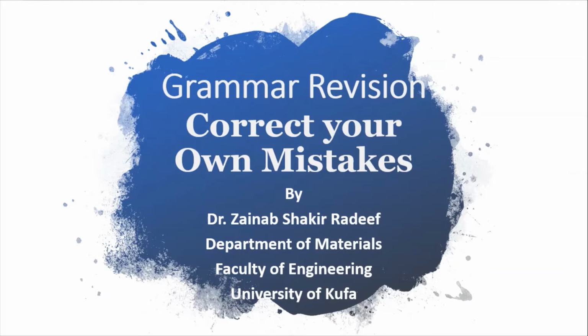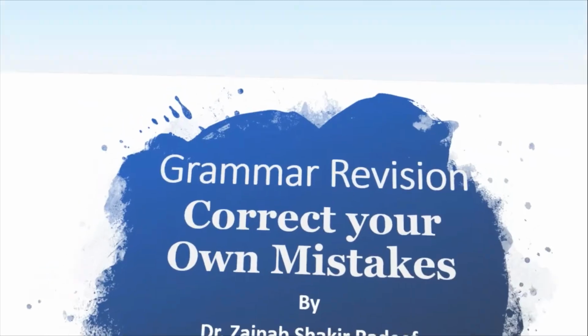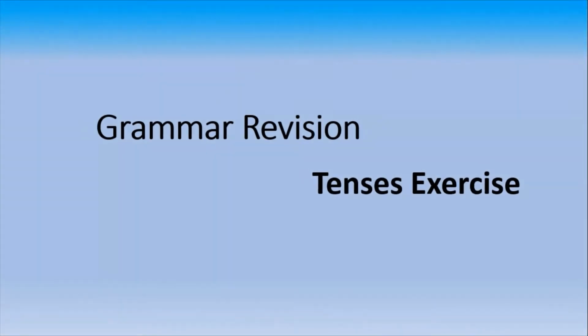As you know, we have two lessons. The first one is English tenses and English proofreading skills. This is the grammar revision for the tenses. And the other lesson is correct your own mistakes, English proofreading skills. For the grammar revision: tenses and exercises.